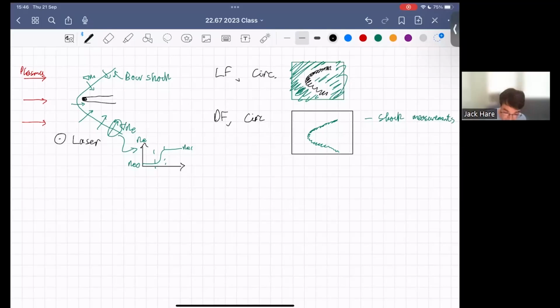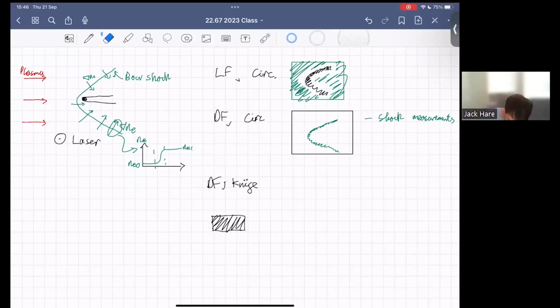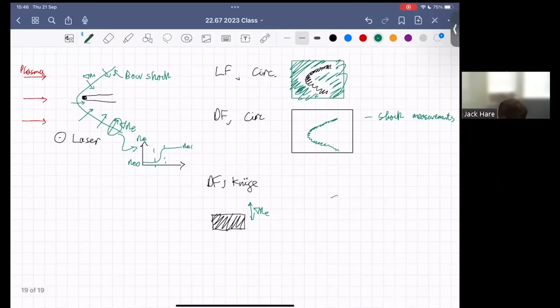If you do happen to do something like dark field with a knife edge, and you put your knife edge like this, so you were measuring density gradients that were in this direction, you would end up seeing something a little bit like just half of the bow shock, like that. So if your probe was sitting here, you would just see a little bit of the bow shock.